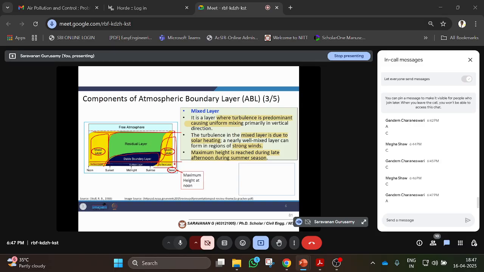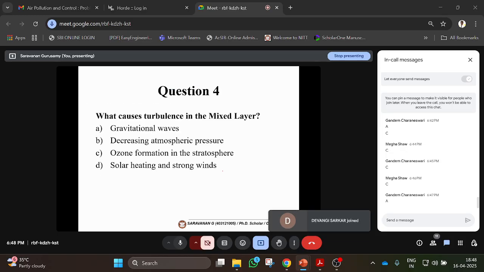So the mixing layer will be higher at the noon. Otherwise you can see, like noon there will be more mixing height. At sunset, the residual layer will start forming, and at midnight, fully residual layer. Again in the sunrise and noon you can find higher mixing layer. So you can say the maximum height is at noon, reached during late afternoon during summer seasons. So the answer is late afternoon in summer.